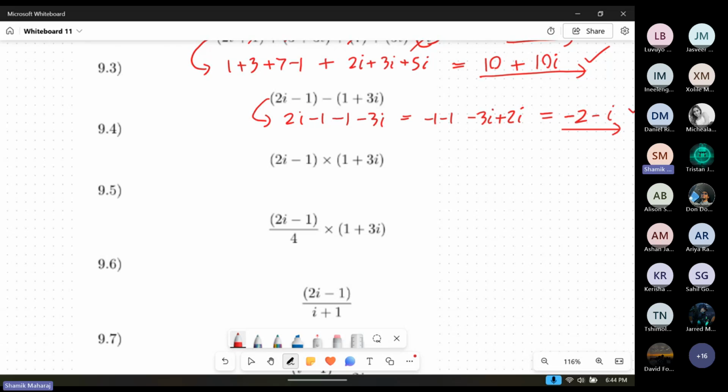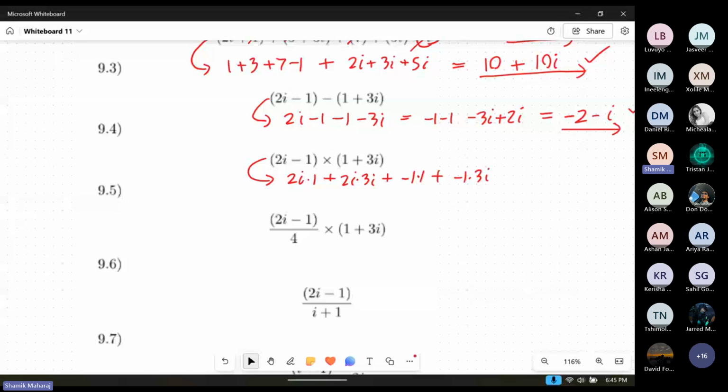Okay, multiplication is also not difficult. It's only division that gives us a bit of an issue. So multiplication right here, this is not too bad. We'll just use the FOIL method to open the brackets up. So I'll write this in detail so we can see what's happening. 2i first multiplies by the 1. Then 2i multiplies by 3i. Then -1 multiplies by 1. And -1 multiplies by 3i. Okay, I might be making a bit too much of this. You can simplify it quicker than this if you want.